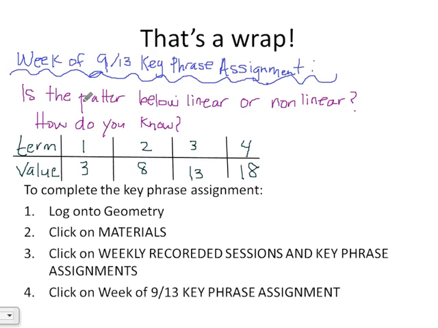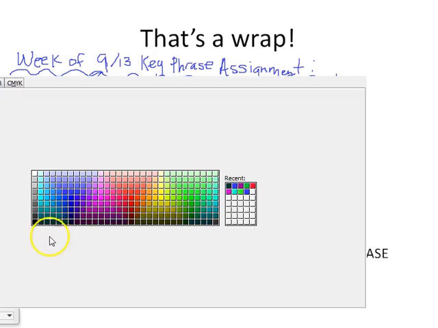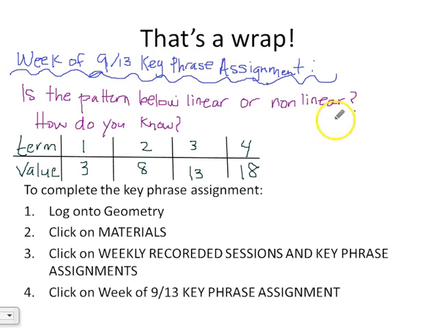So I've got a table below where we've got the term and the value, and I want you to decide if the pattern below is linear or non-linear, and how do you know? The directions to complete the key phrase assignment are below in case you need a reminder.